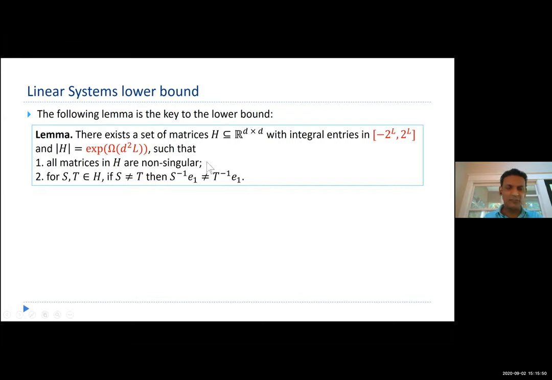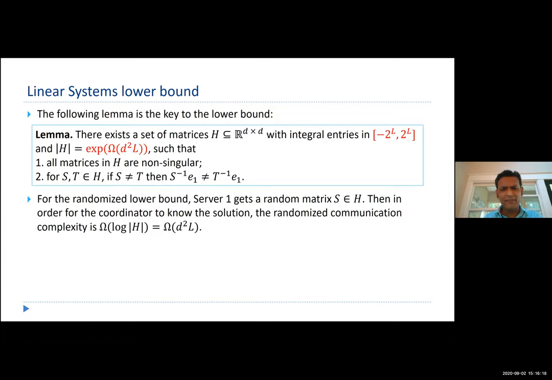So the logarithm is d squared l, exactly the lower bound we want to prove, with integer entries in this range, minus 2 to the l to 2 to the l, so that every matrix is non-singular, and the solution to the equations Sx equal to E1 and Tx equal to E1 for any two S and T are different. So basically, the solutions to the linear system for all these matrices, with this fixed right-hand side, are all distinct. Once you have this, the randomized lower bound is easy.